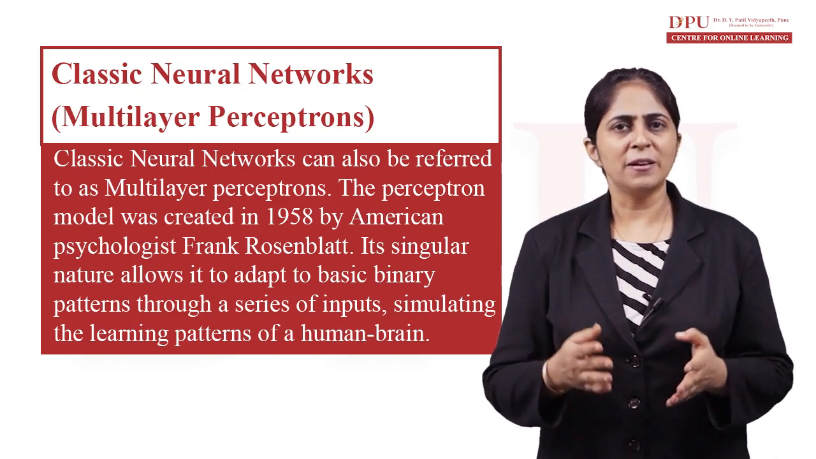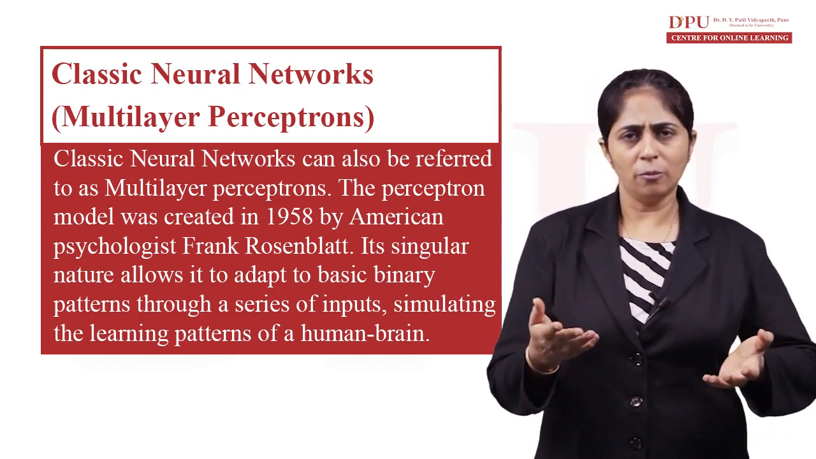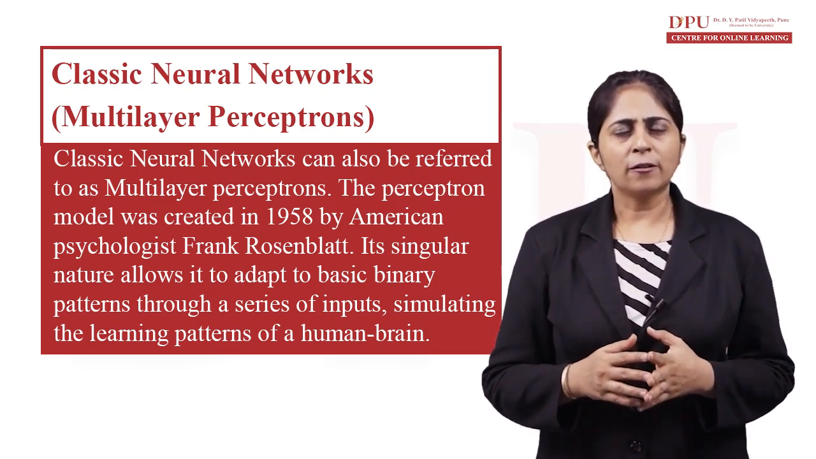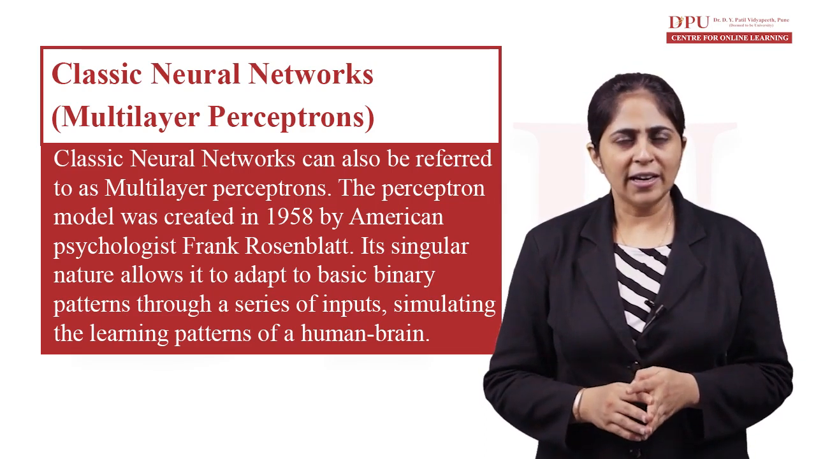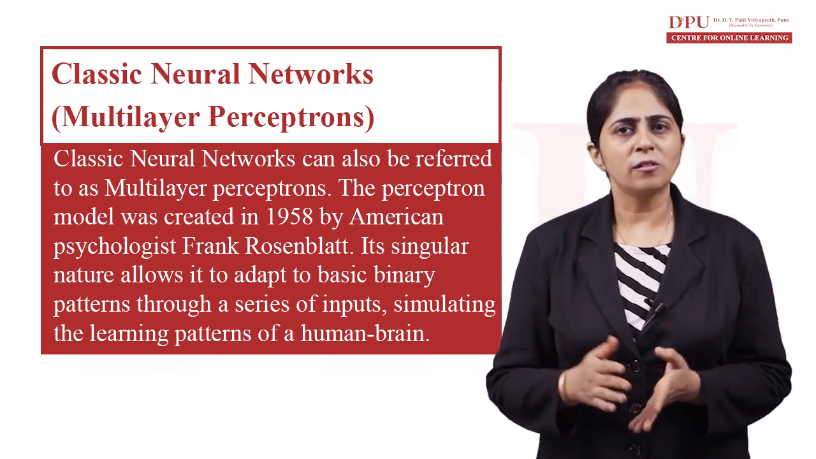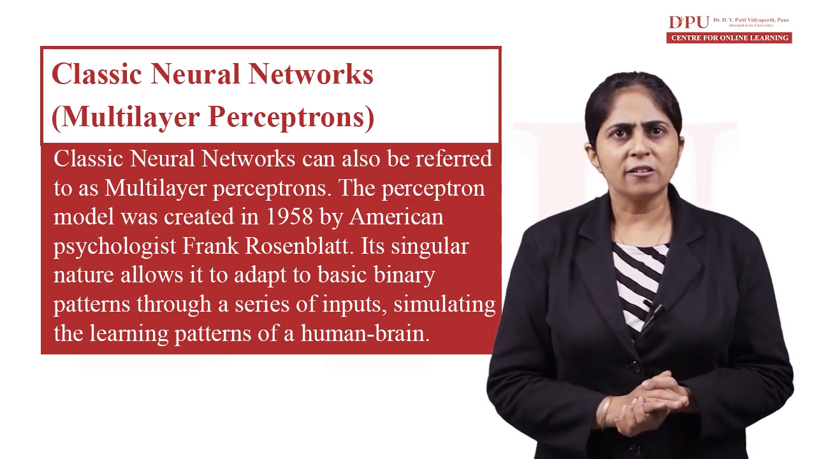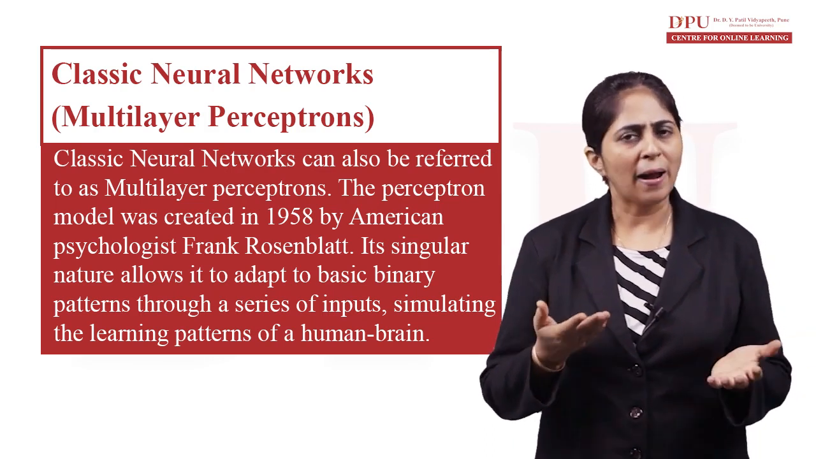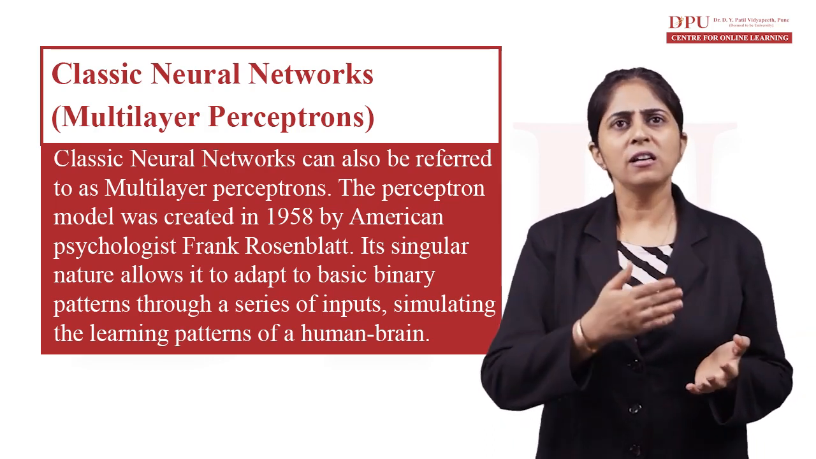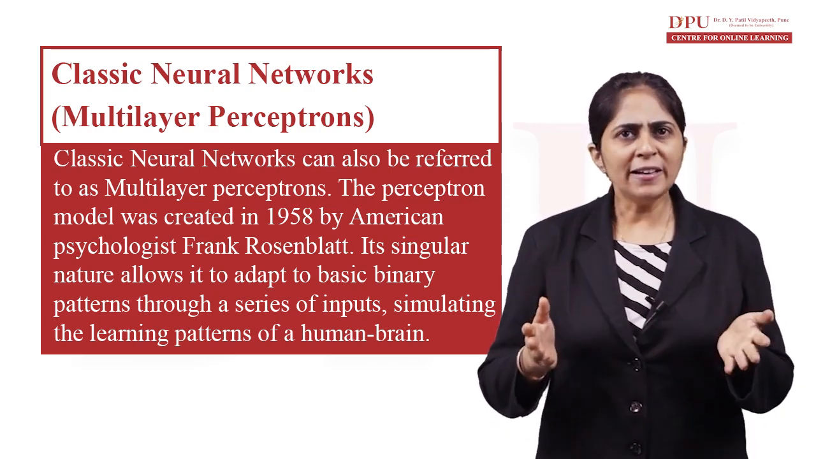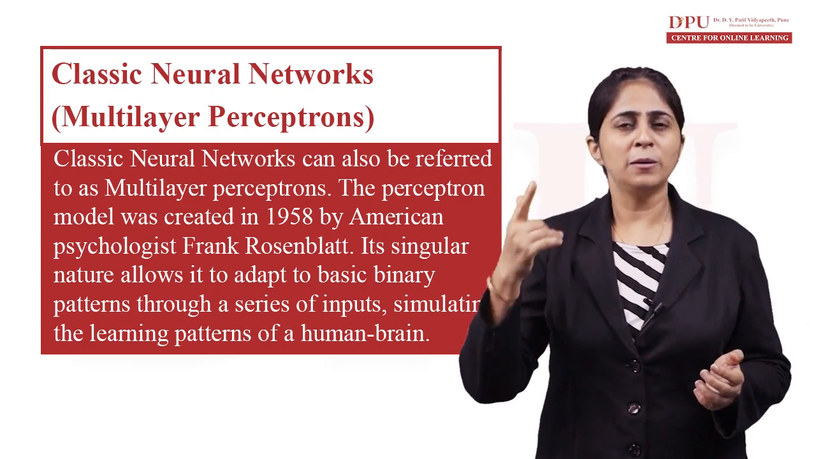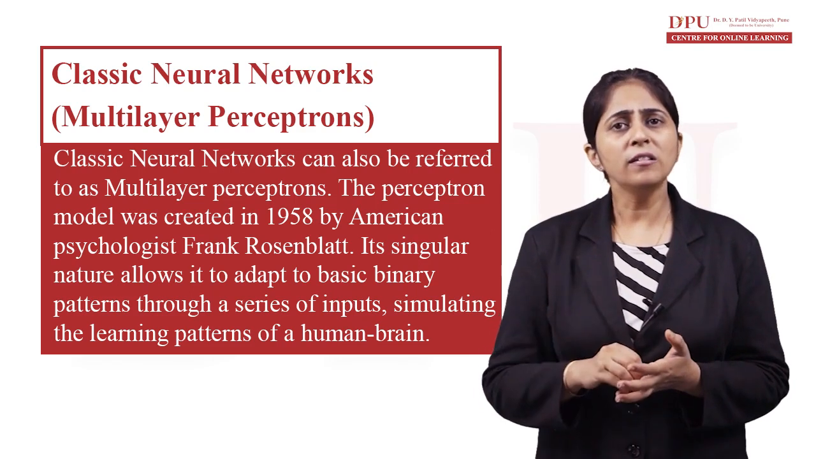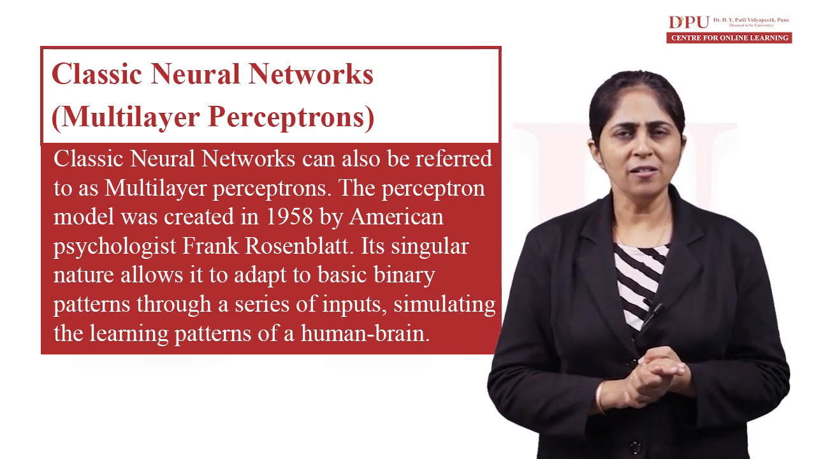Classic neural network means the basic one. It can also be referred to as multi-layer perceptron. The perceptron model was created in 1958 by Frank Rosenblatt. Its singular nature allows it to adapt to basic binary patterns through a series of inputs, simulating the learning pattern of the human brain. So this classic neural network was the very first one. What does it do? It simulates our human brains.